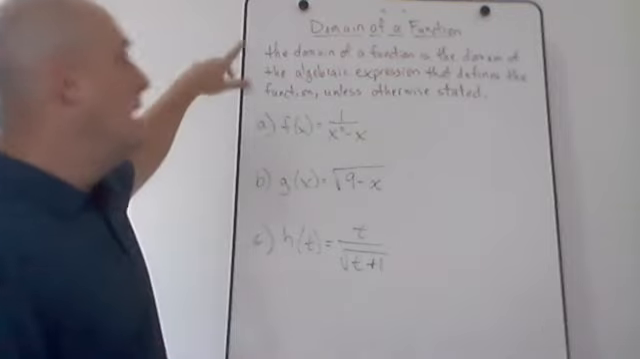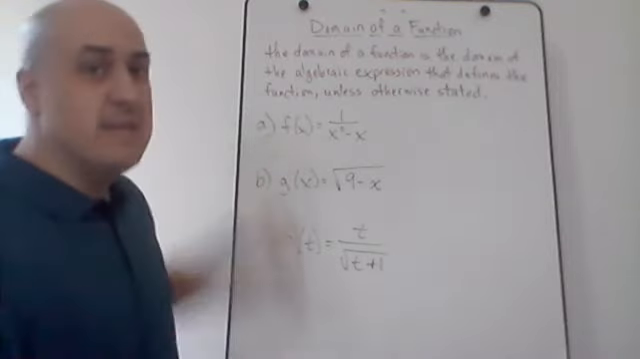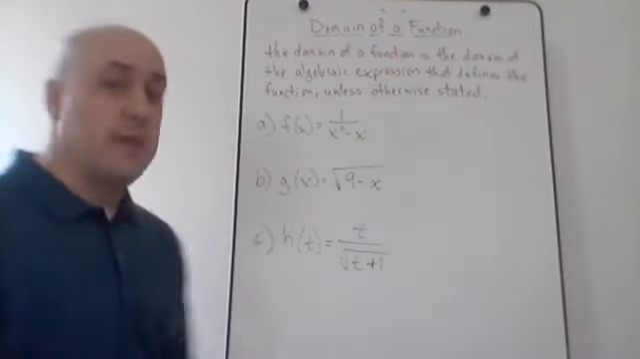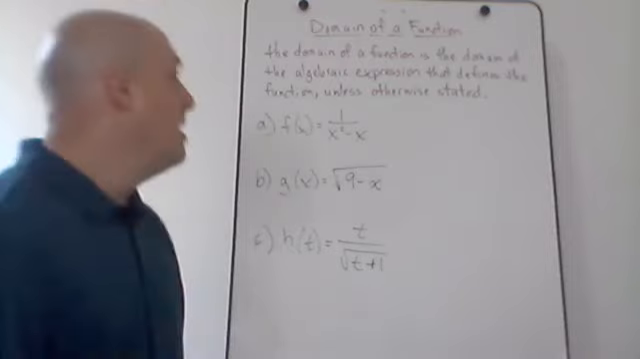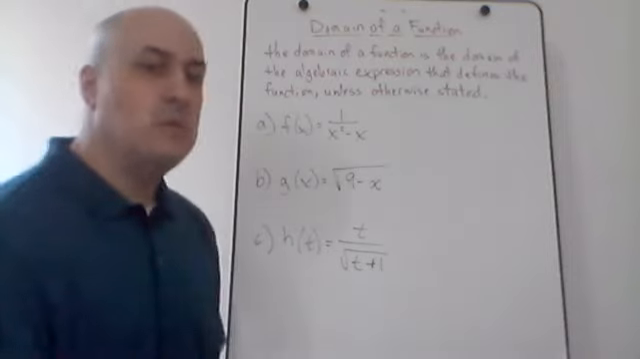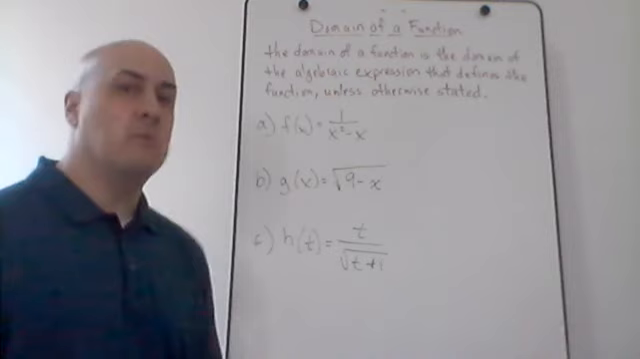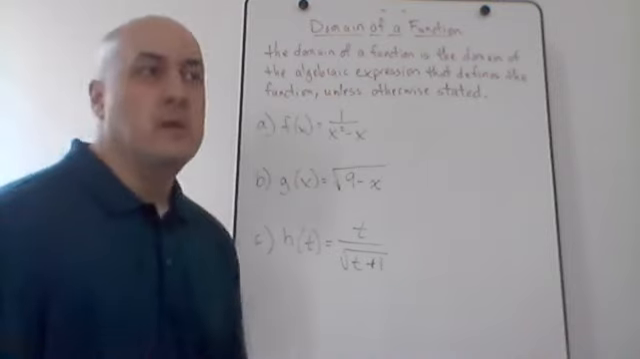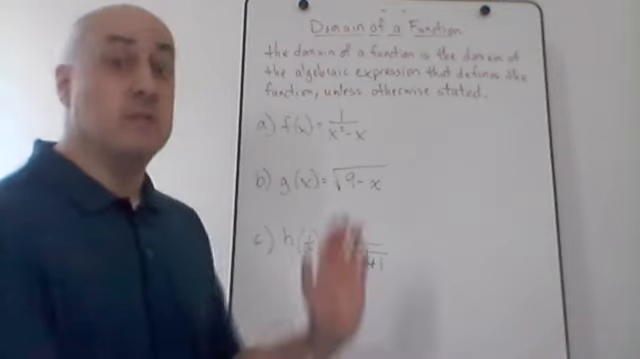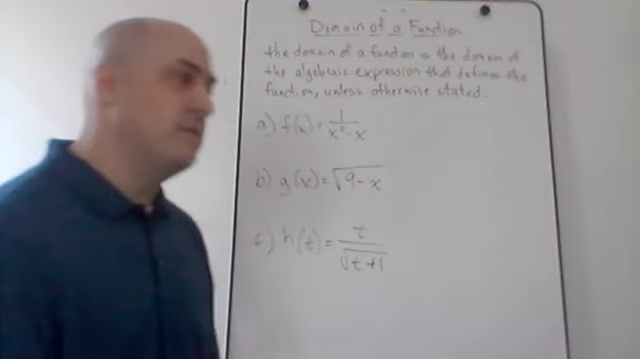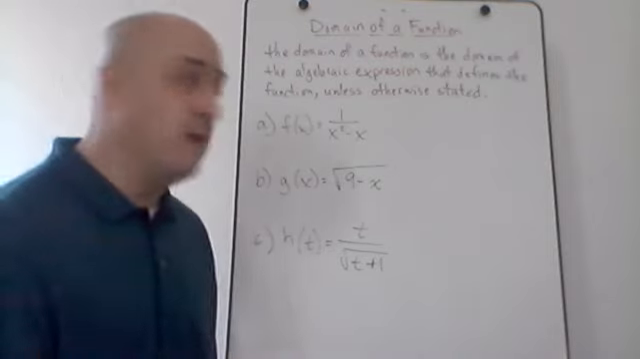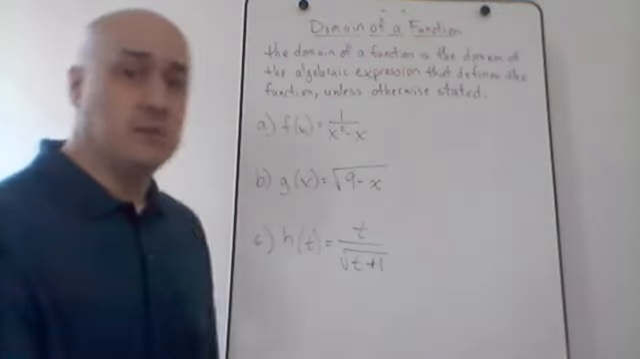All right, so the domain of a function is the domain of the algebraic expression that defines the function, unless otherwise stated. And you will see sometimes, especially when you're doing word problems, it'll tell you the domain of this function is just from 0 to 100, or from 0 to 10, or from 50 to 500, or something like that.